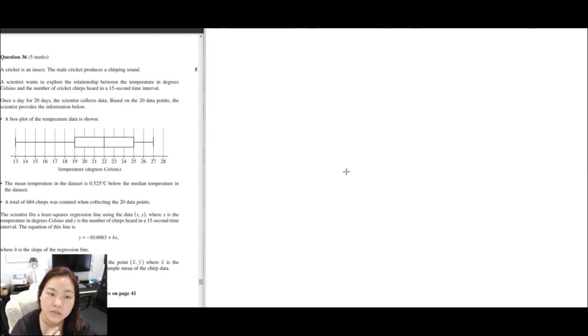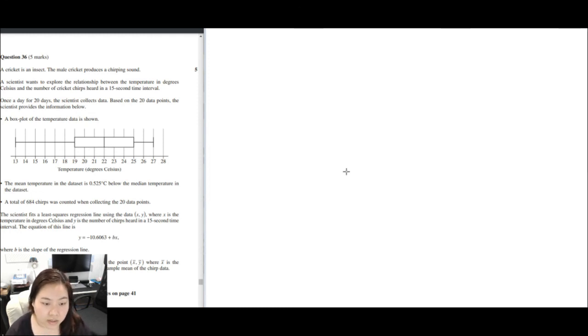A scientist wants to explore the relationship between the temperature in degrees Celsius and the number of cricket chirps heard in a 15-second time interval. Once a day for 20 days, the scientist collects data. Based on the 20 data points, the scientist provides the information below, a box plot. The mean temperature in the dataset is 0.525 degrees Celsius below the median temperature in the dataset. A total of 684 chirps was counted when collecting the 20 data points.